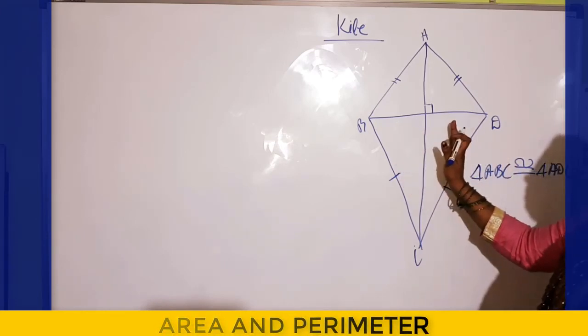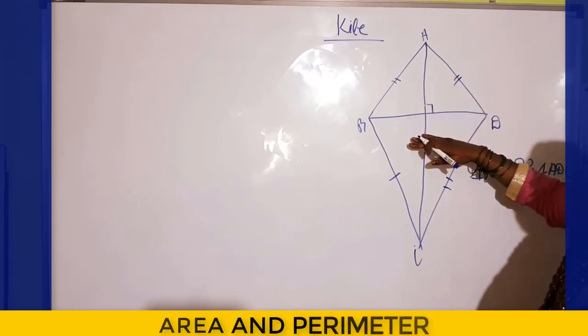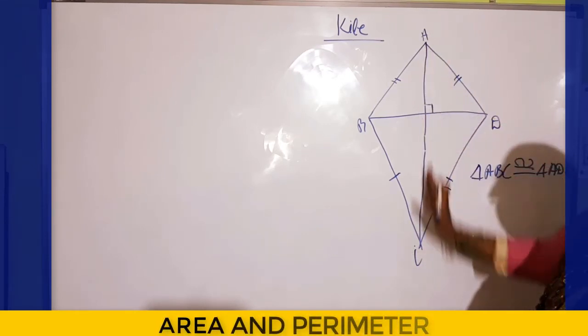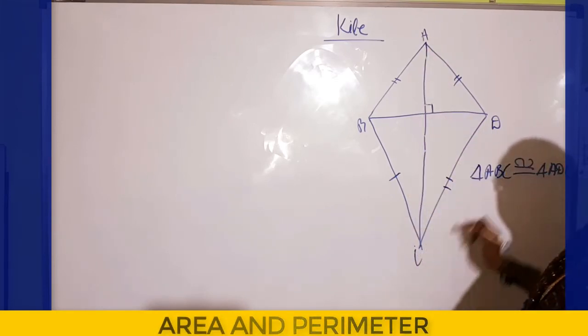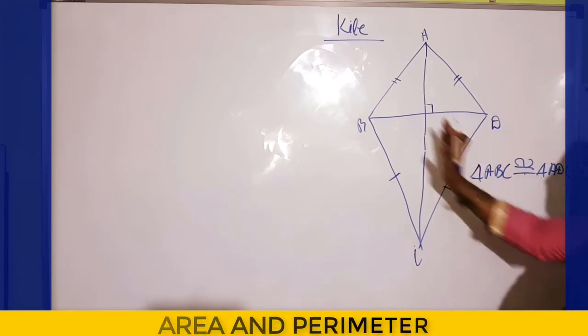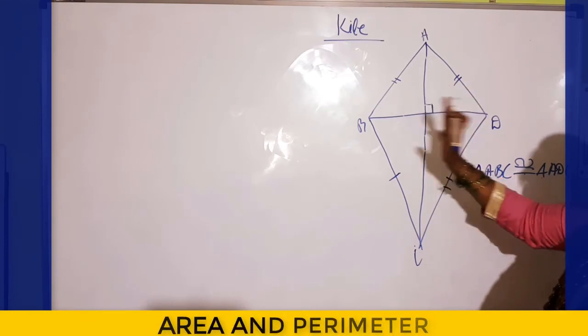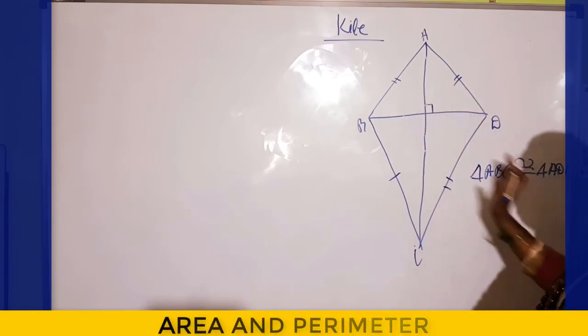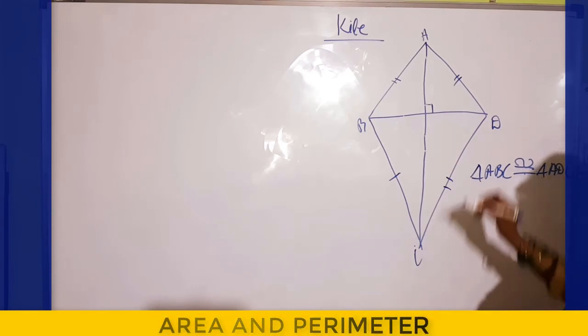Both triangles are congruent. It's not like this; these two are not congruent. It is symmetrical only through one diagonal. Triangle ABC is congruent to triangle ADC. Both triangles are equal, both are congruent, and obviously their area will be the same.